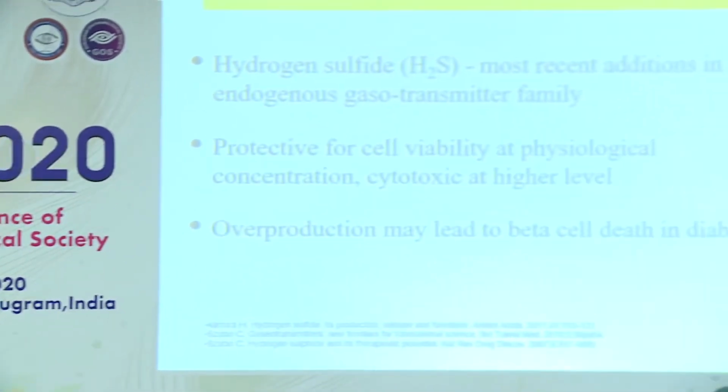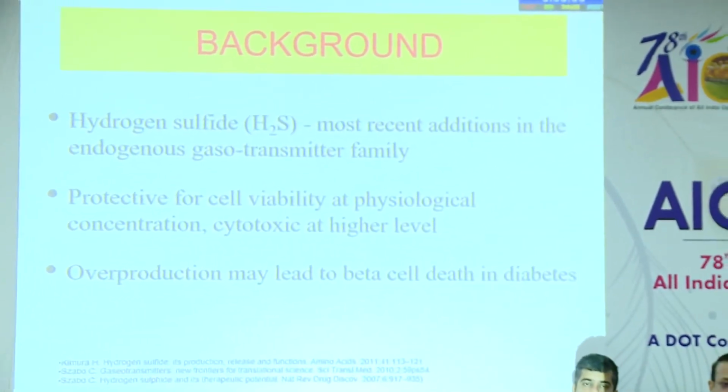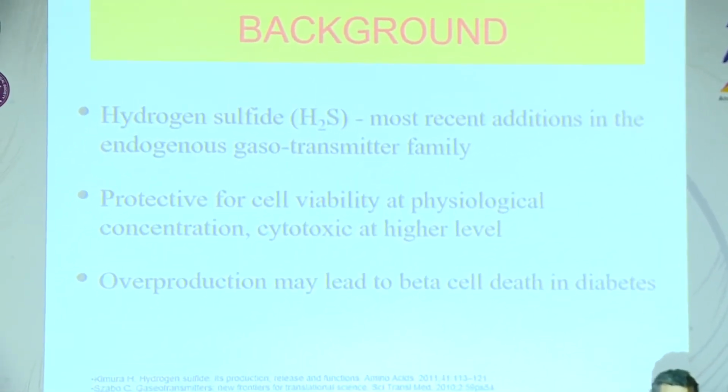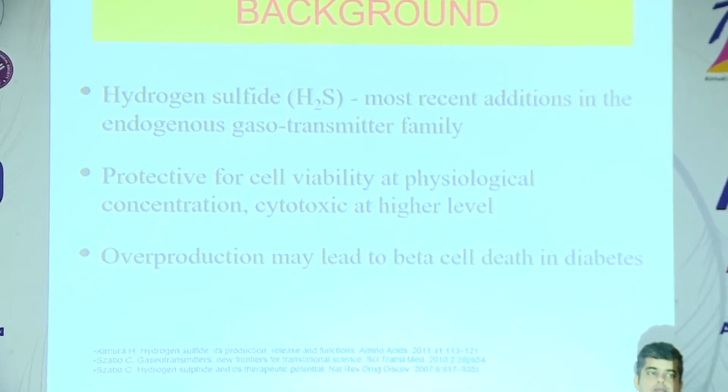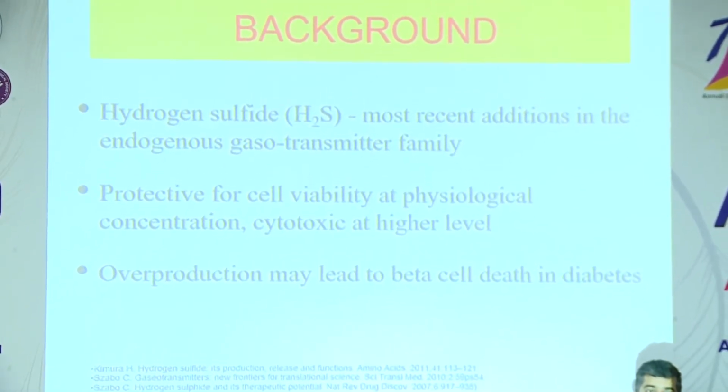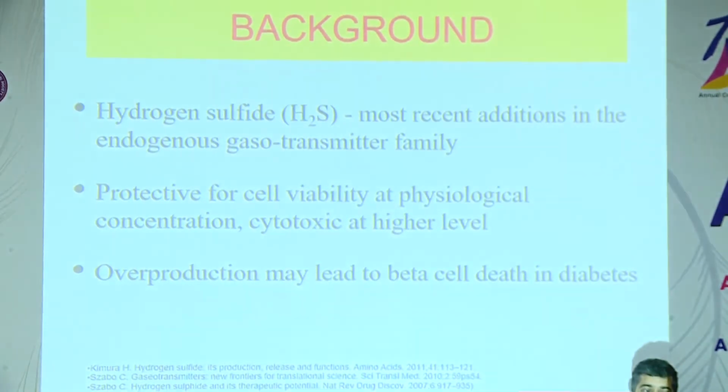So going to background, hydrogen sulfide is one of the most recent additions in the endogenous gasotransmitter family, along with nitric oxide and carbon monoxide. It's found to be protective for cell viability at physiological concentration, but cytotoxic at higher levels. Its overproduction may lead to beta cell death in diabetes.